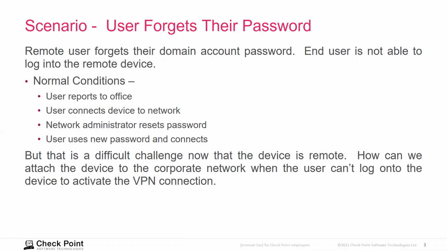But the challenge now is that the person is working from home, and if they forget their password, they don't have the ability to log into their device to even launch the VPN connection. So that's where the problem comes into play: how do I get the device onto the network? And if you don't have this feature turned on, most likely you're going to have to direct them into the office to get their password reset. But that's the key element here, getting them connected to the corporate network prior to them logging onto the device.